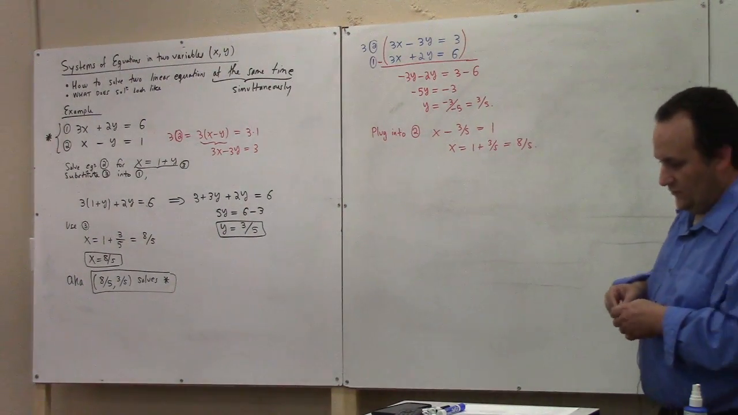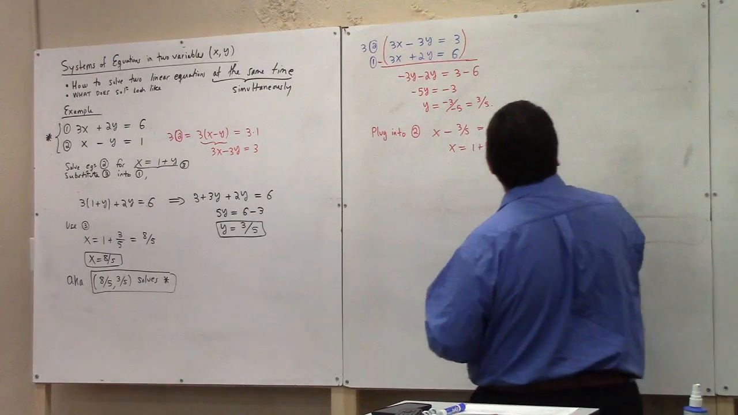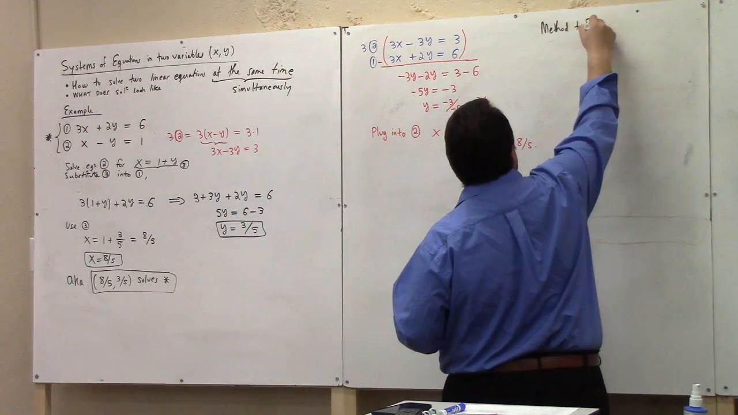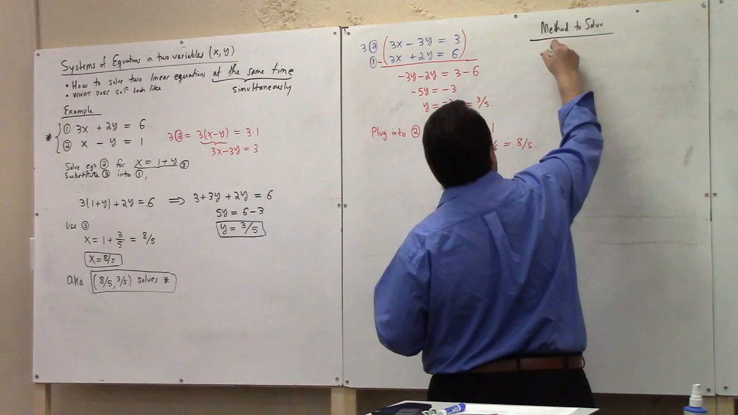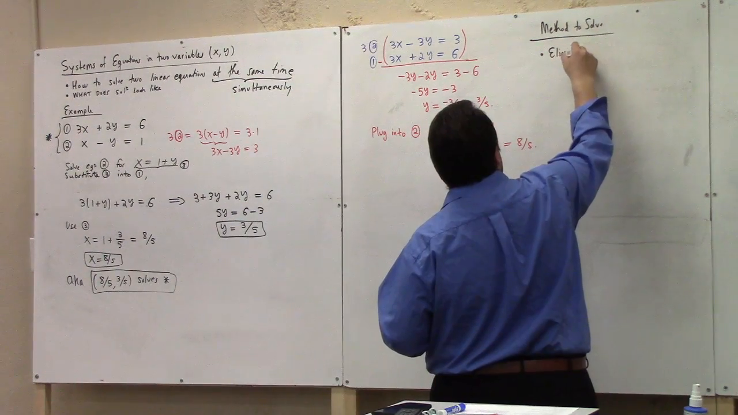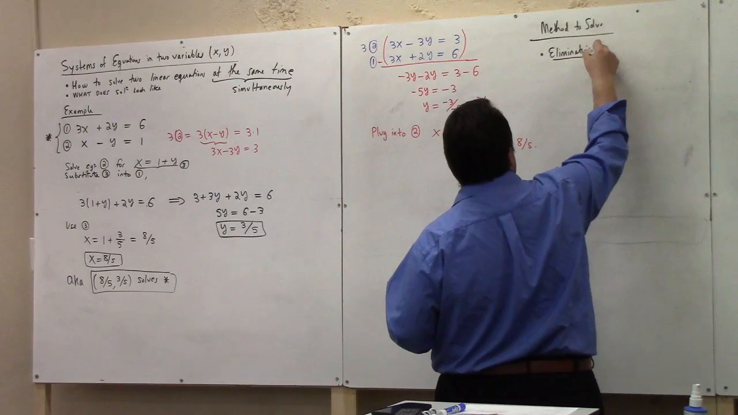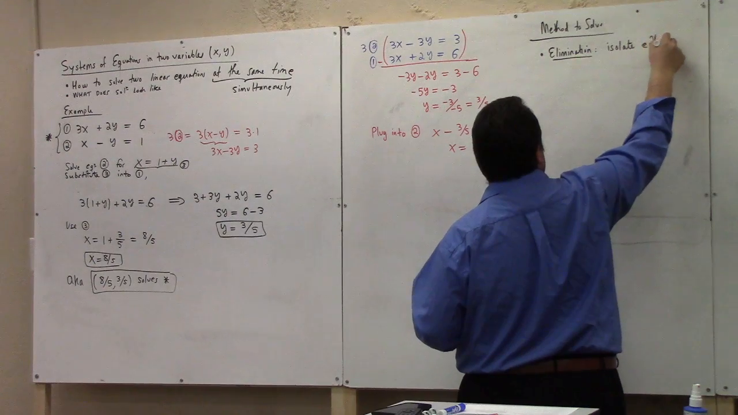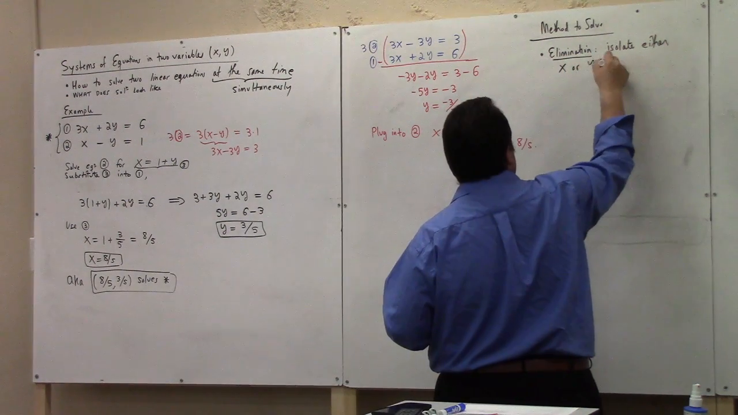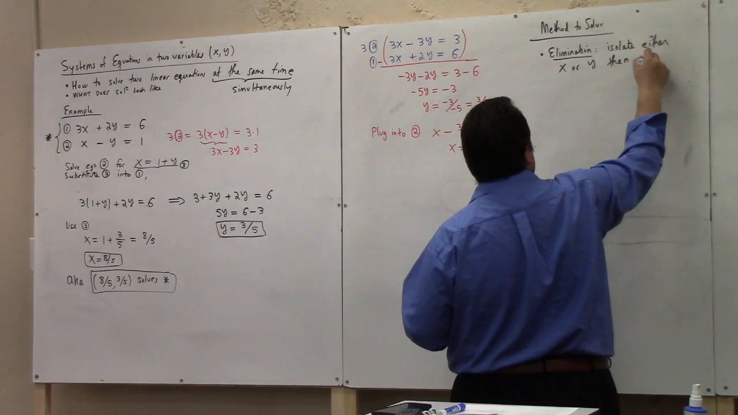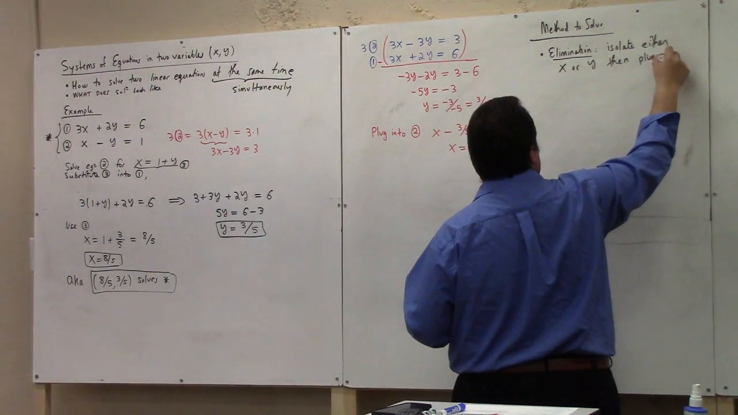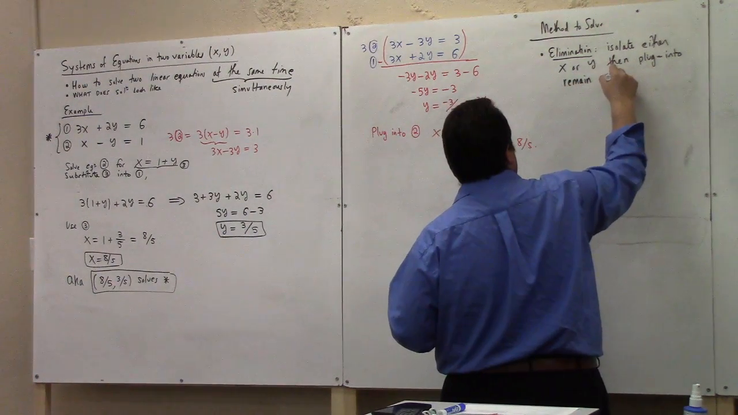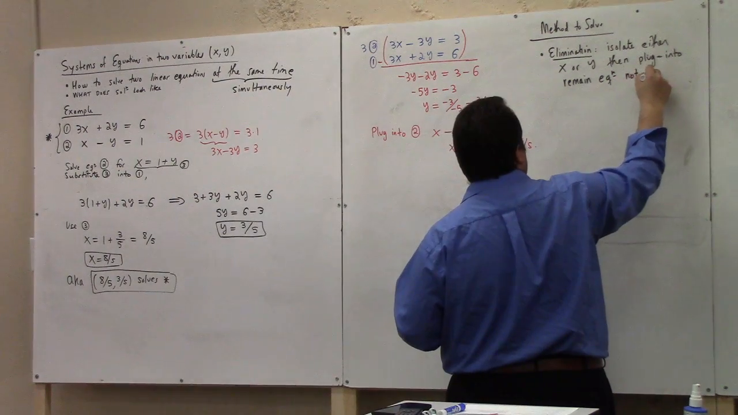So these are, let me just point out, let me say it in words here. Method. One method is called elimination. Basically, isolate a variable. You isolate either x or y, then plug into the remaining equation not yet used.